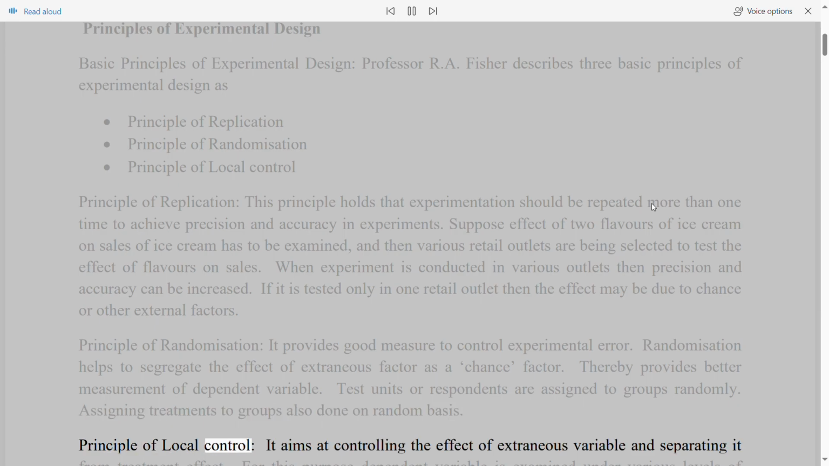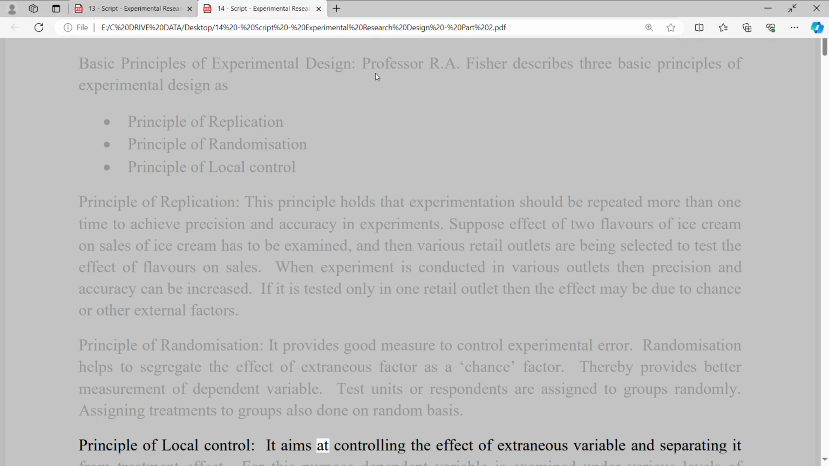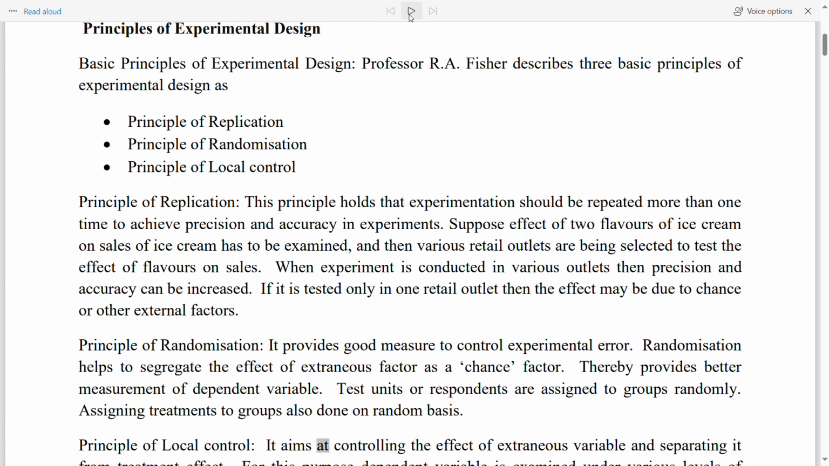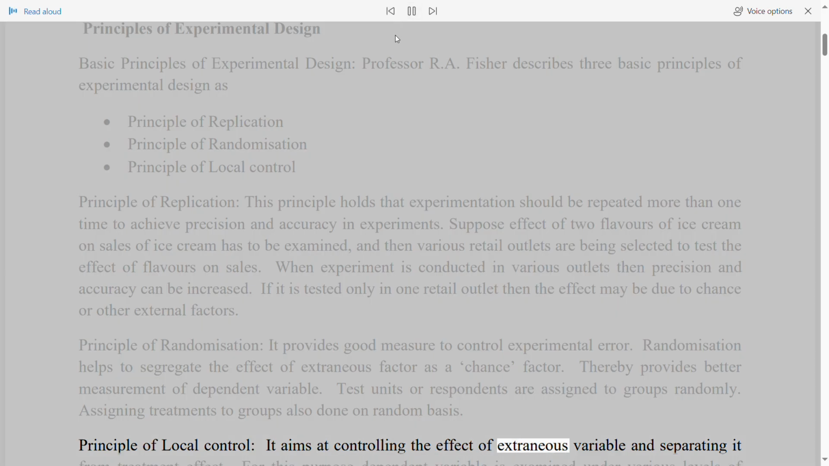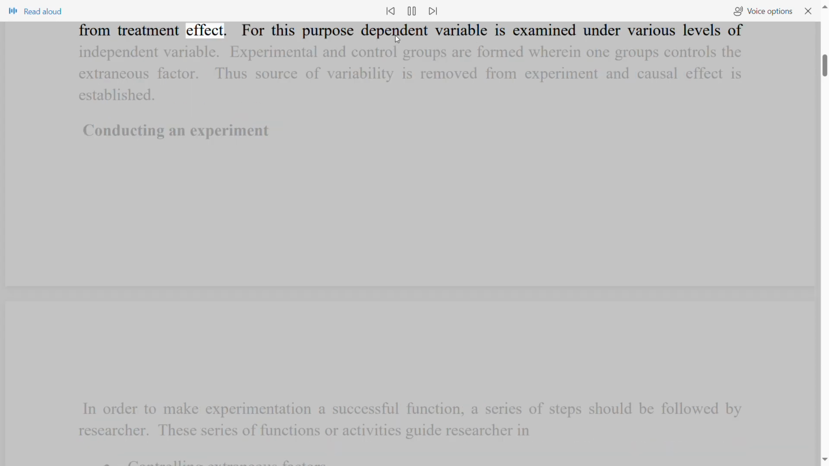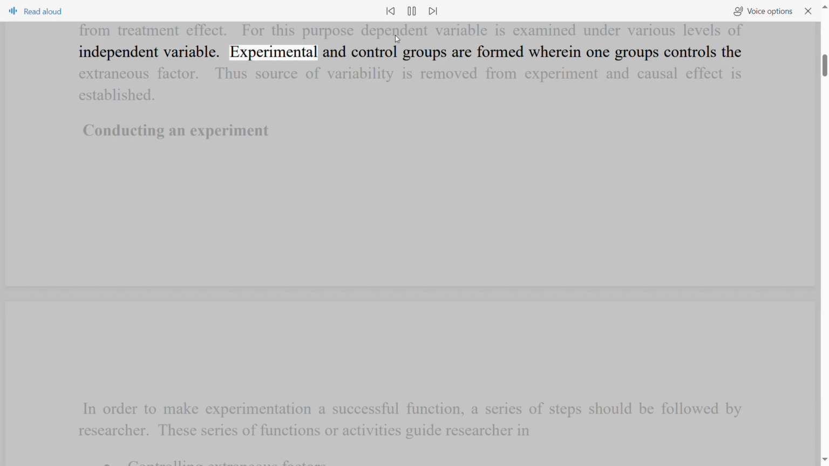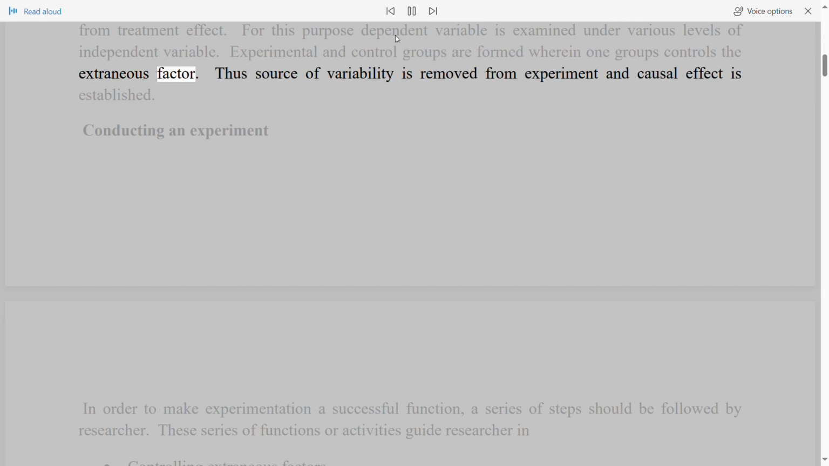Principle of local control. It aims at controlling the effect of extraneous variable and separating it from treatment effect. For this purpose, the dependent variable is examined under various levels of independent variable. Experimental and control groups are formed wherein one group controls the extraneous factor. Thus, the source of variability is removed from the experiment and causal effect is established.